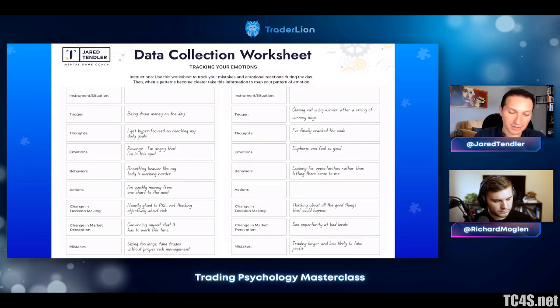And this person didn't identify another action, which is fine, right? You don't have to have every single one of these things included here. The idea is that over time, you're going to try to find more and more of them that are happening around it. Change in market perception, or change in decision-making, thinking about all the good things that could happen, change in market perception, see opportunity at bad levels. And the mistake is trading larger and less likely to take profit.